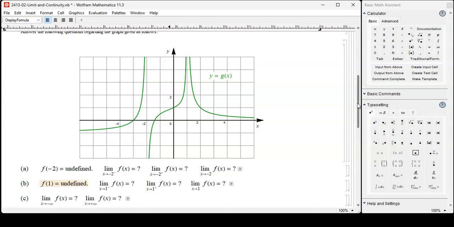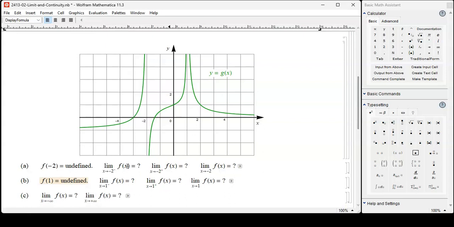Alright, now how about the limits? The left-hand side limit, as I approach from the left, versus the right-hand side limit, as I approach from the right. Which is left and which is right?